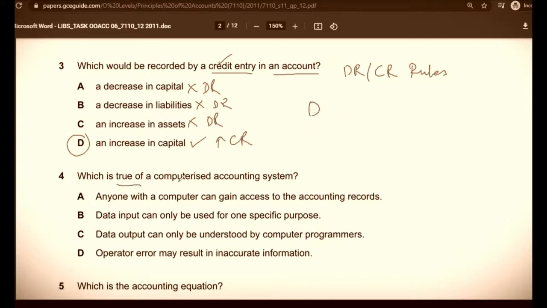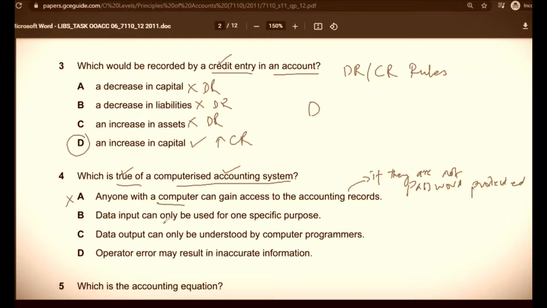Which is true of a computerized accounting system? So a statement which is true for a computerized accounting system. Let's look into the options. Anyone with a computer can gain access to the accounting records. Well, if you have a computer, you can access the accounting records if they are not password protected. So this is not a complete statement, so most likely not true.